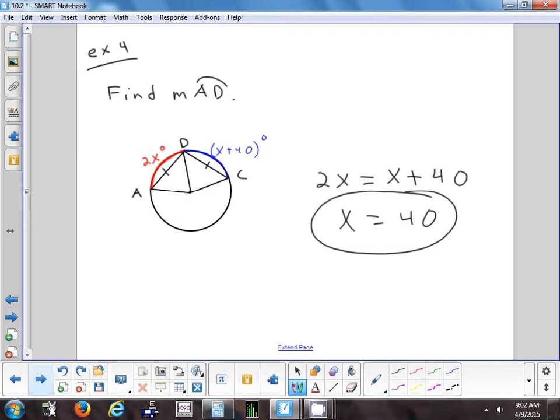Oh, I'm sorry. Actually, we have x. They want the measure of arc AD. So if x is 40, how big is arc AD? 2 times 40, 80. Be careful when you solve it if they want to know x or they want you to plug it back in and find something. How about arc DC? 80, they're congruent, remember? So they're the same.